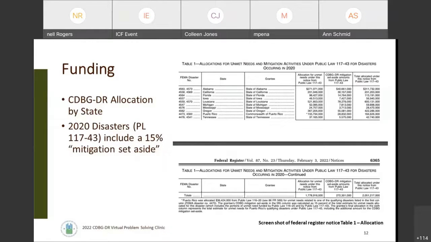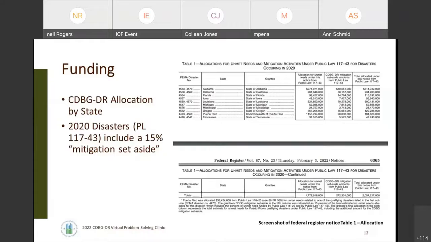This is a screenshot from the most recent notice allocating funds for the 2020 disasters. You'll notice in this allocation, the first column is the FEMA declaration number, and sometimes there are multiple. The state, the grantee, so sometimes the grantee can be an entitlement community within a state. And then this consolidated notice identifies the initial allocation amount, and then HUD has identified a supplemental mitigation fund, and then the total allocation amount.